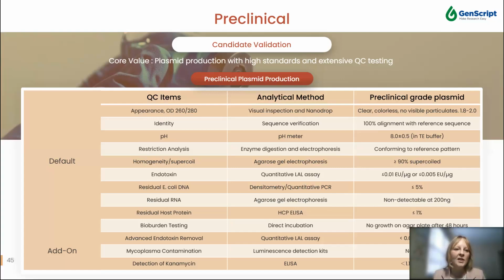And so here I want to highlight our preclinical grade plasmid prep that ensures that plasmid production is completed with the highest standards and extensive QC testing. This chart outlines what you can expect from the service for specific QC parameters and the method used. Some QC examples to note are sequence verification and DNA purification and confirmation. The ultimate goal is to ensure our plasmid prep service delivers you plasmid DNA with the highest purity, yield, and consistency, and again, is going to guarantee that 100% sequence accuracy.